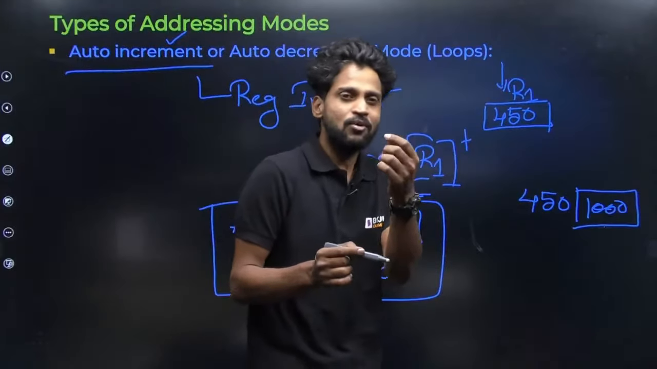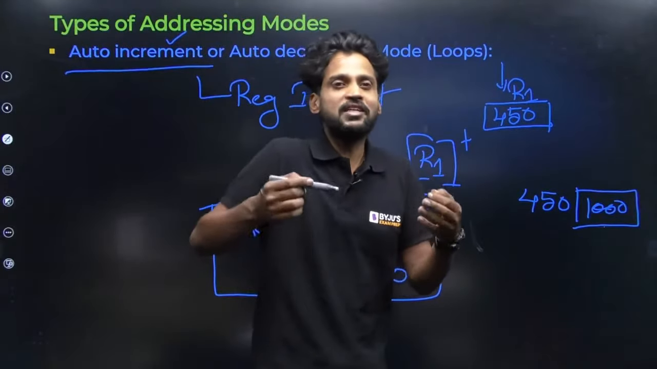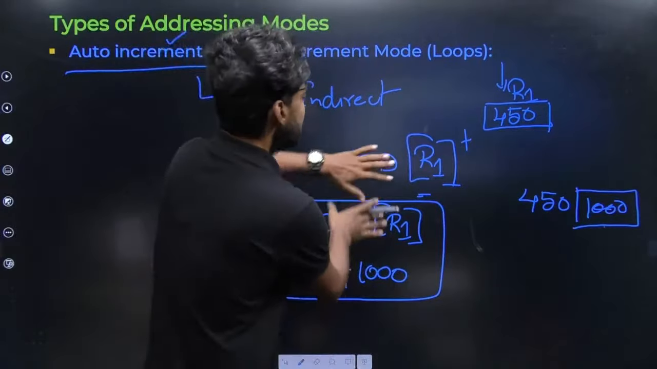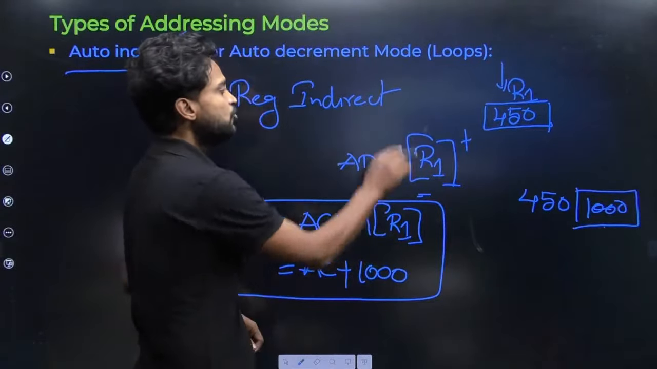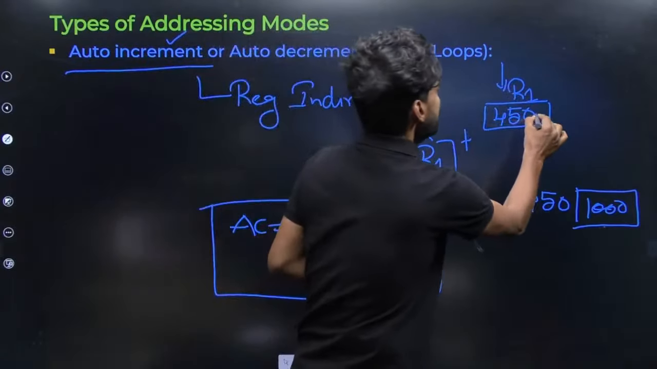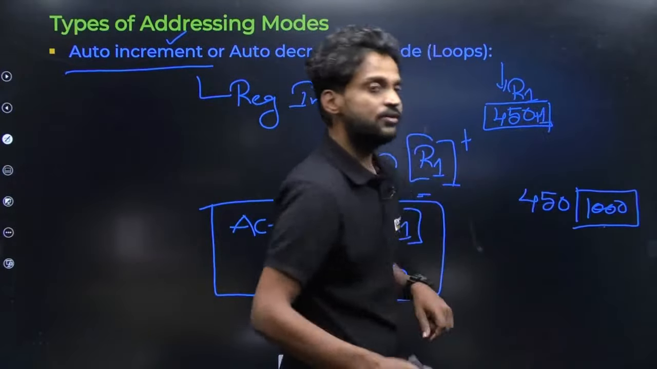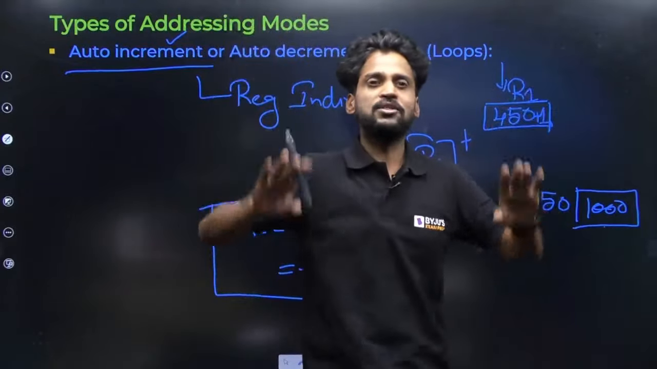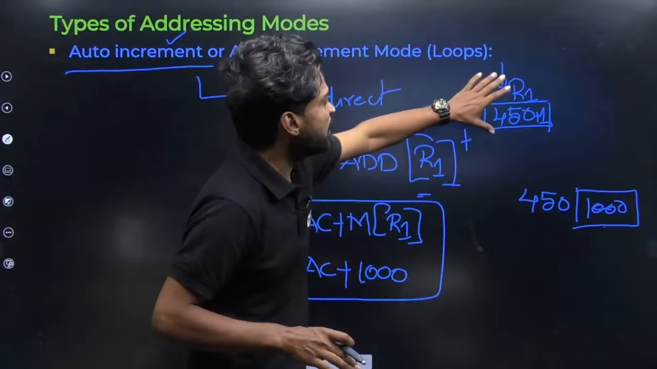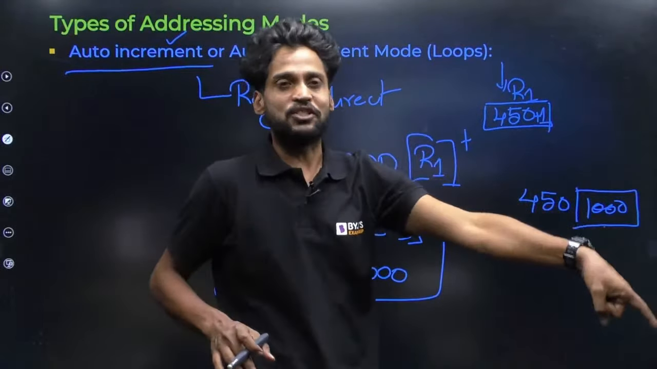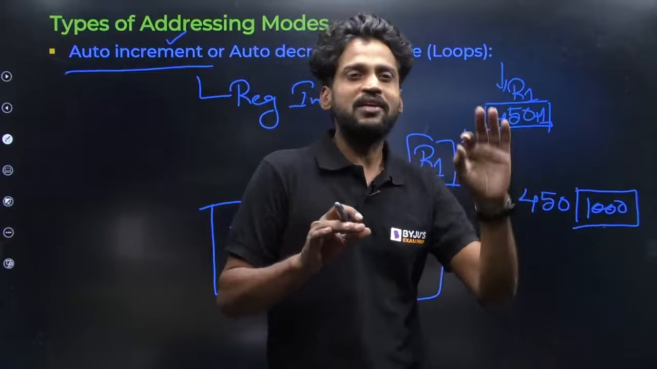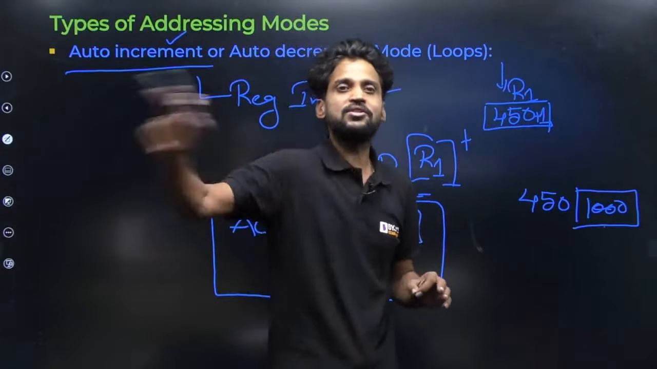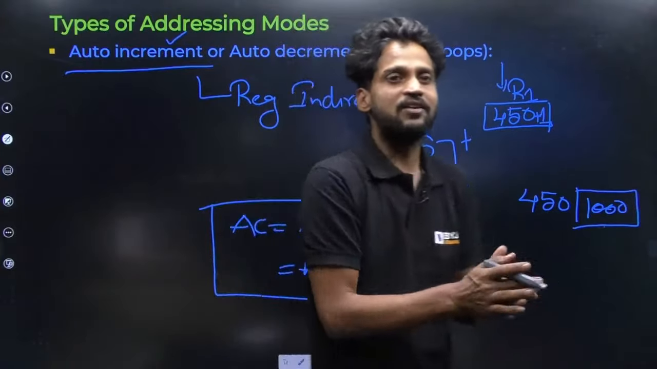Here, there is one more small step that needs to be performed in auto increment addressing mode. Right after you perform the operation, you need to go back to this register to increment the contents. That is, in the auto increment addressing mode, after performing all the operations, finally, we need to go back to the register and increment the contents. This is the slightest difference between register indirect and auto increment addressing mode.